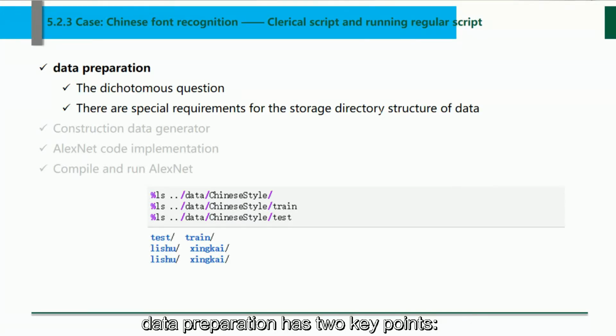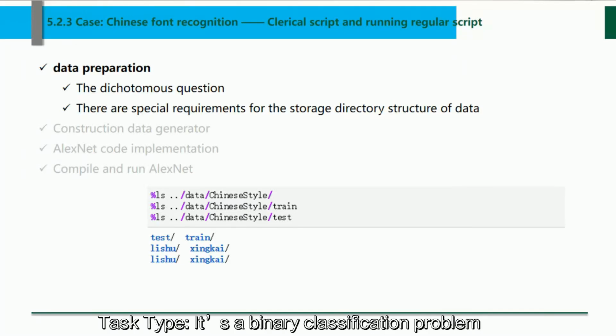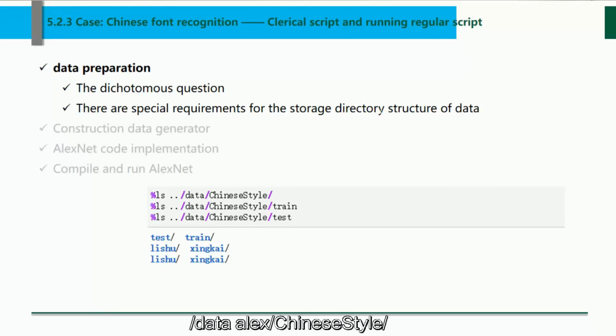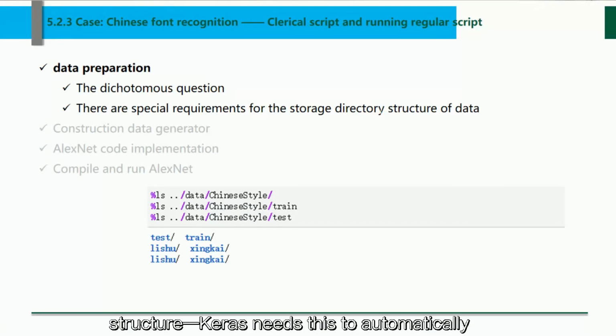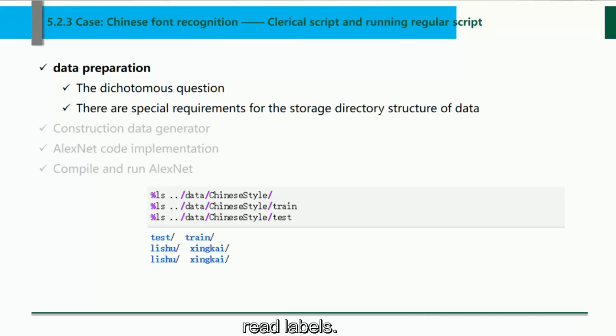First, data preparation has 2 key points. Task type, it's a binary classification problem, only 2 classes, Lishu and Xingkai. Directory structure, the data must be stored in a fixed way, under /data_Alex or Chinese style/. There are train and test folders. Each has Lishu and Xingkai subfolders storing corresponding font images. The ls commands on the slide confirm this structure. Keras needs this to automatically read labels.